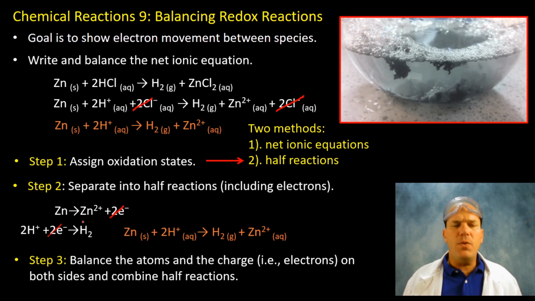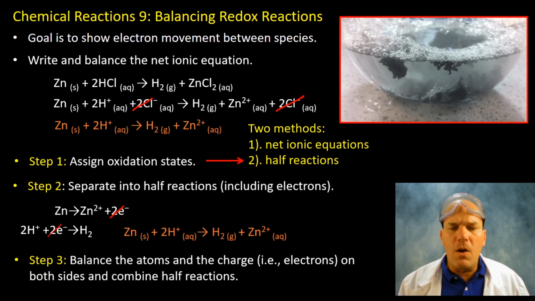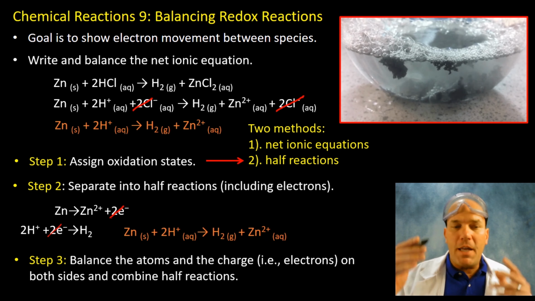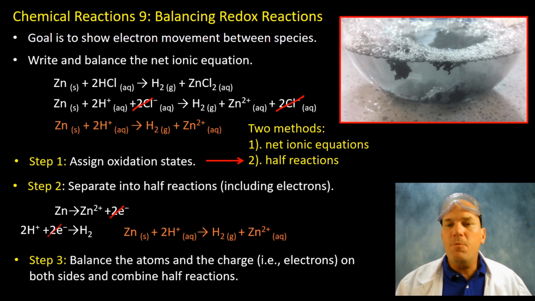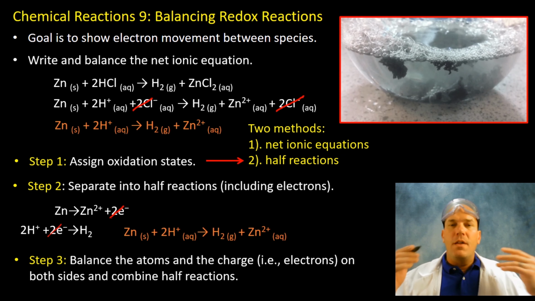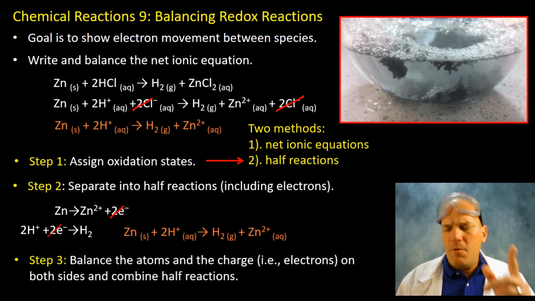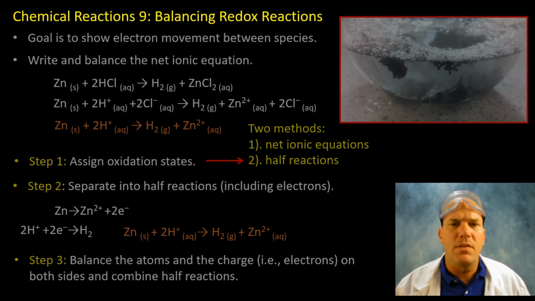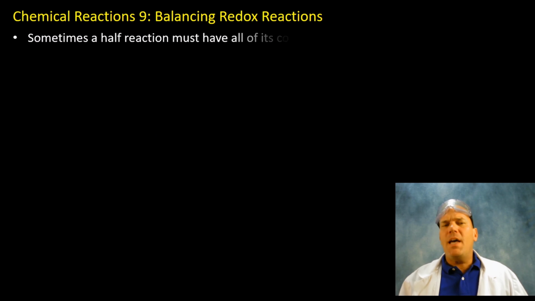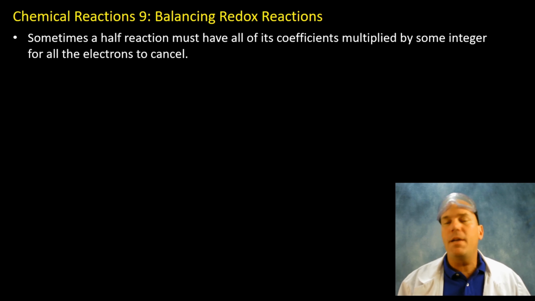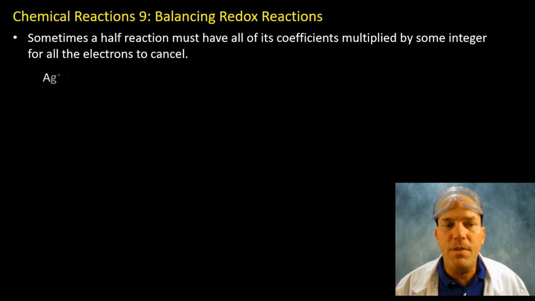Recombining these 2 half reactions into an overall reaction gives this final reaction. Now I want you to look at the 2 equations in red. They're identical. They're the same. So we can use either one of these methods when balancing redox reactions. Now, sometimes a half reaction has to have all of its coefficients multiplied by an integer. And this is done in order to have the electrons cancel out. In other words, to conserve the charge.